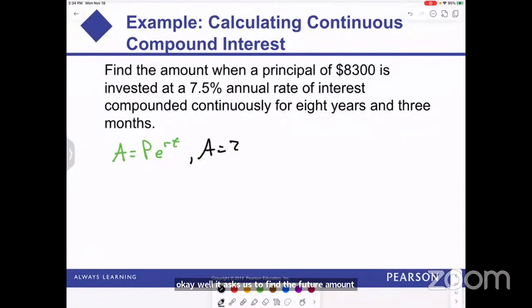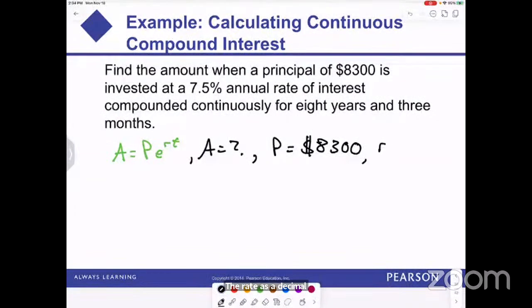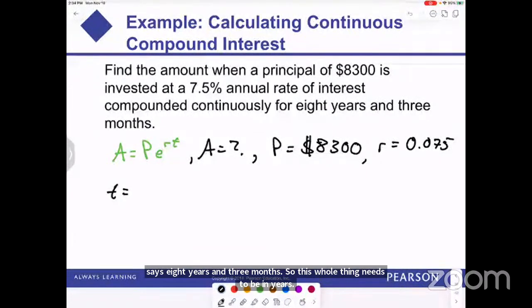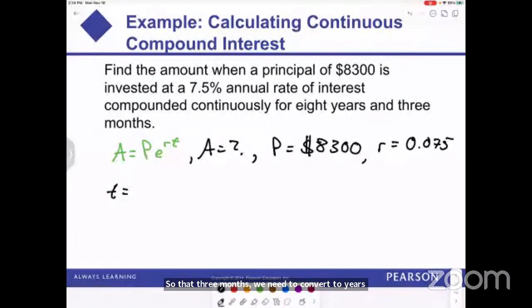So our principal is 8,300. The rate as a decimal, 0.075. And the time, it says 8 years and 3 months. So this whole thing needs to be in years. That 3 months, we need to convert to years. 3 months out of 12, 3 divided by 12 is what? A quarter. So 0.25. So then it should be 8.25 years.